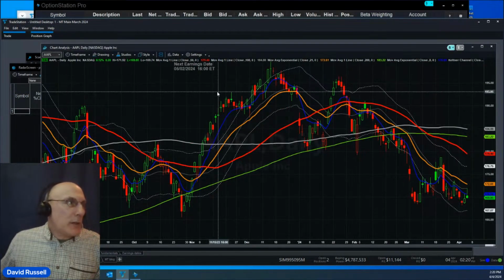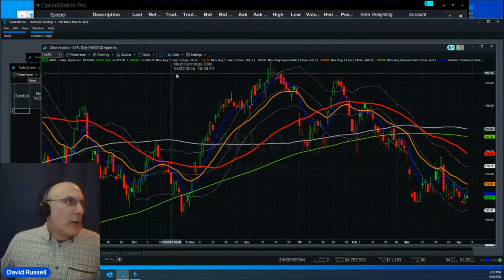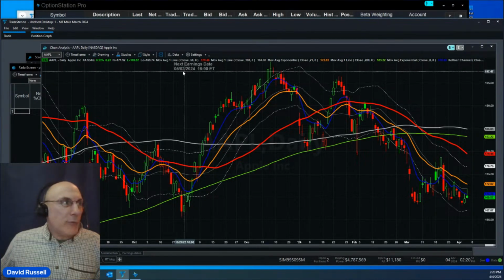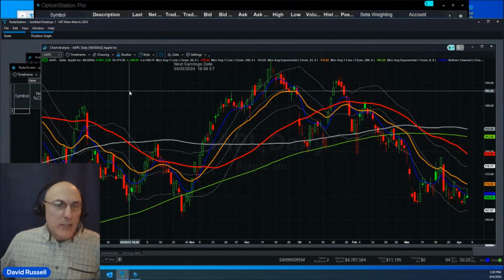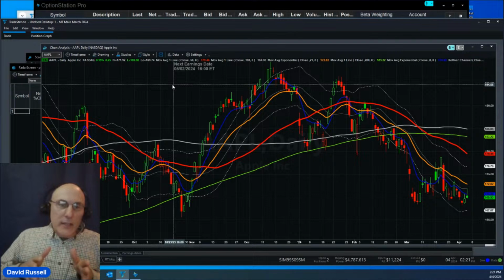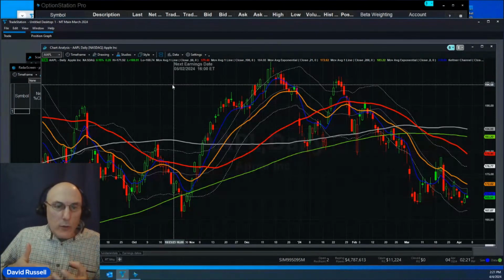Now, the other thing that's important to me about Apple here is earnings are out here right around the end of April. This is an estimated earnings date. It's usually going to be the last day or two of April or the very beginning of May. So the thing is, is Apple going to break to new lows before earnings?